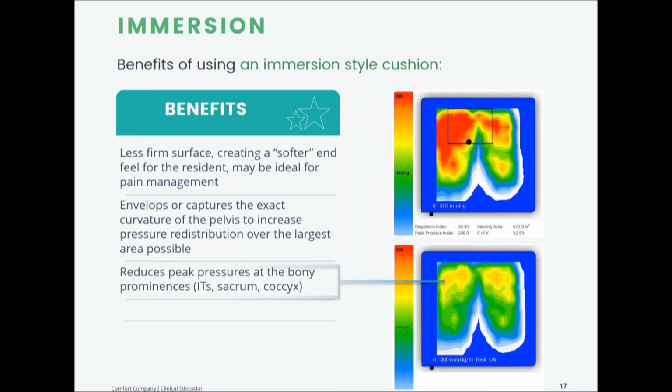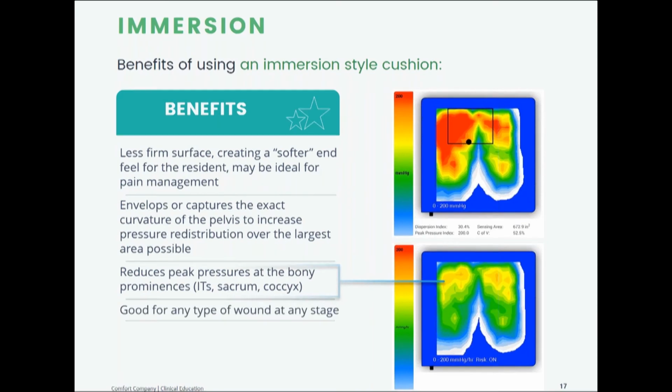As well, because it wraps around it and it immerses and sinks you into the cushion, it really protects those bony prominences. And you can see this is a pressure map of someone without an immersion style cushion, and you can really see that those bony prominences are jutting into the cushion, hot red. And once you're able to envelop them and capture their shape and sink them into the cushion, then you can see that you have really reduced those peak pressures, and the hot red is completely gone.